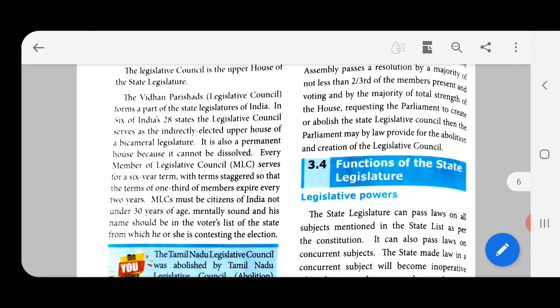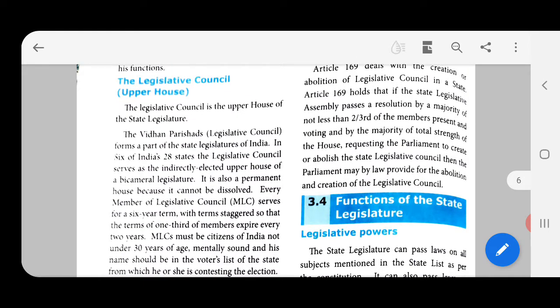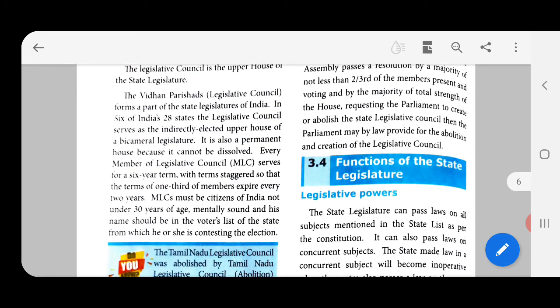the abolition or creation of the Legislative Council. So what we are trying to understand here is that 2/3 of the members should vote, and there should be a majority out of the total strength of the House. So if there is so much of majority, then they can abolish or they can create the Legislative Council.